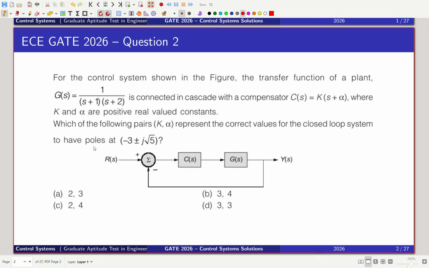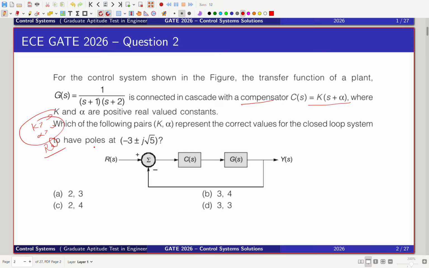I'm just reading the question. For the control system shown in the figure, the transfer function of the plant G(s) = 1 / ((s+1)(s+2)) is connected to the compensator. This compensator is K(s + alpha), where K and alpha are positive real values. So K is greater than 0, alpha is also greater than 0, and this is real, no imaginary.